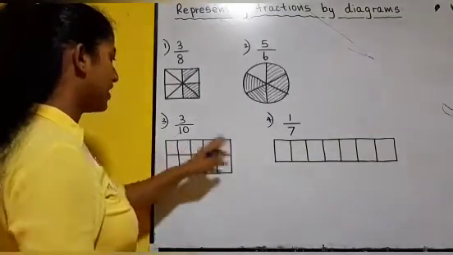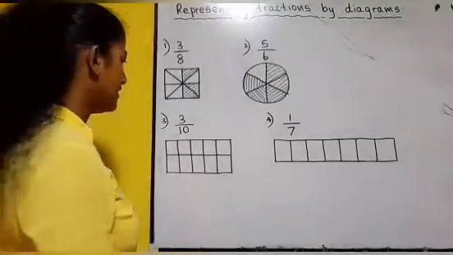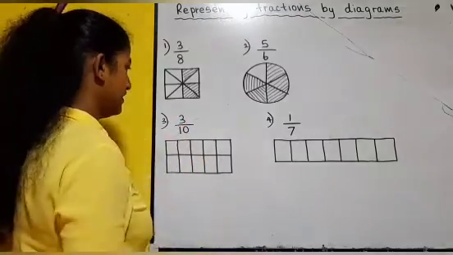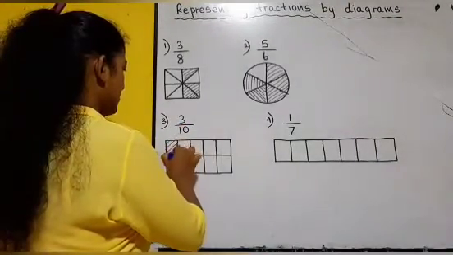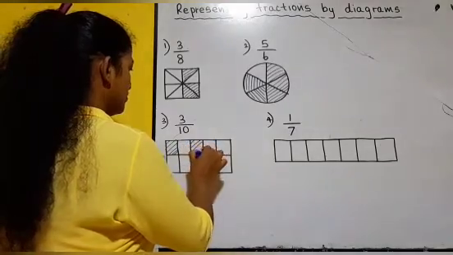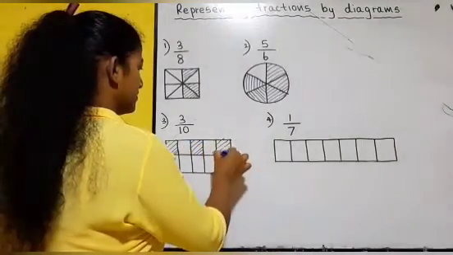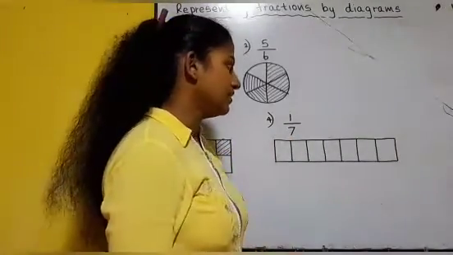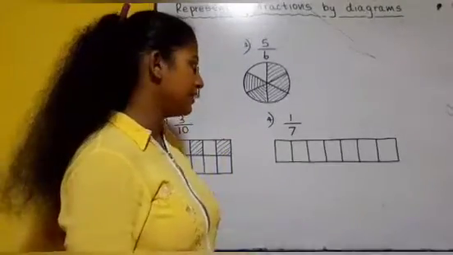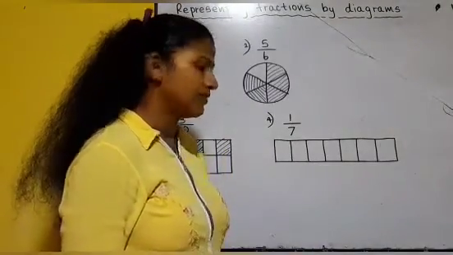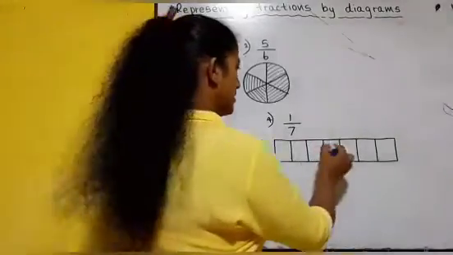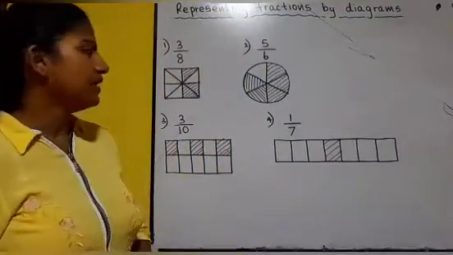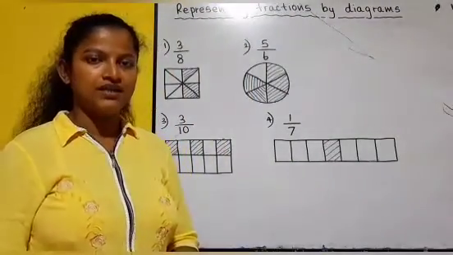3 over 10. I have taken a rectangle and divided it into 10 equal parts as the denominator is 10 here. Now I am shading 3 parts. 1, 2, 3. This is the way. Then 1 over 7. I have taken a longer rectangle here and divided it into 7 equal parts. Now I am shading one part to represent this fraction. This is the way we are representing fractions by diagrams.